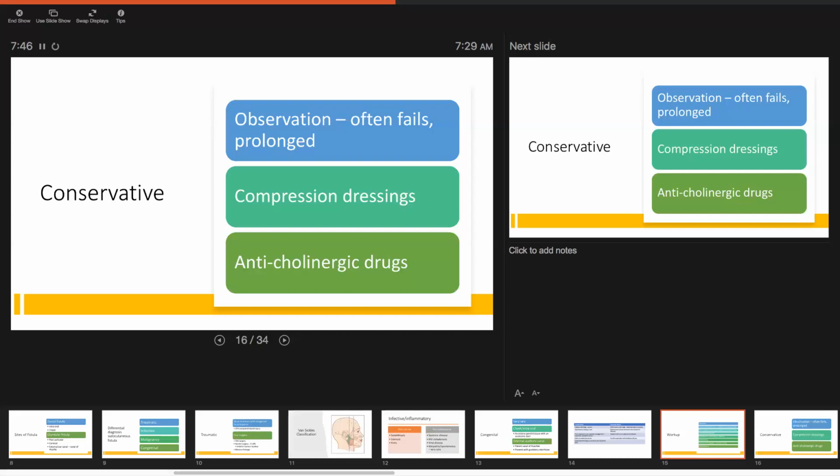So conservative management includes just observation. It often fails and patients have to live with a prolonged period of sialorrhea. Then other things described are compression dressings and anticholinergic drugs. And this is more for patients with glandular fistulas.